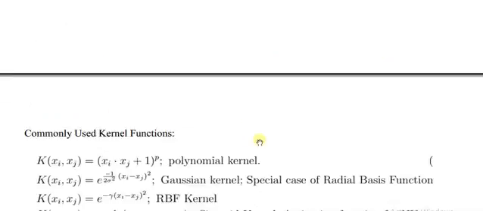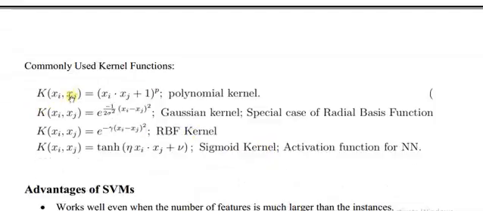We have some standard kernel functions like k of xi comma xj equal to (xi into xj plus 1) raised to p, which is called a polynomial kernel. Then k of xi, xj equal to e to the power minus 1 by 2 sigma square, times xi minus xj whole square, is called the Gaussian kernel, and it is a special case of a radial basis function. Then we have k of xi comma xj equal to e to the power minus gamma, xi minus xj whole square, which is called the RBF kernel, that is the radial basis function kernel.